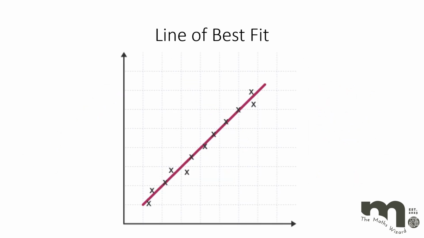Next bit of key terminology here is this line of best fit. When you've plotted data on a scatter graph, you may need to draw a line of best fit, and that's to show the rough pattern essentially. The aim is to get it as close as possible to the data. It's got to be a straight line, so you don't join up your dots or your crosses. The aim is to get it as close as possible to the pattern, because then you are able to use it, as we'll see shortly, to figure out some data from the scatter graph.